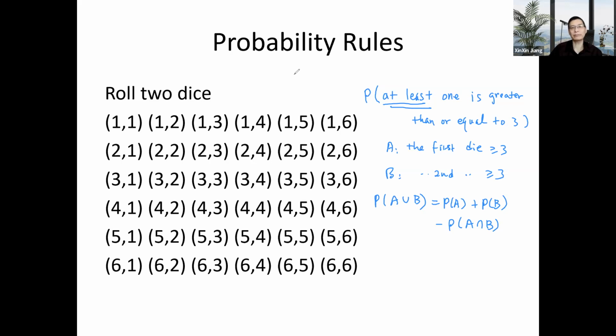Okay. So probability of A, that means the first die is greater than or equal to 3. That's these things. And that's these things.